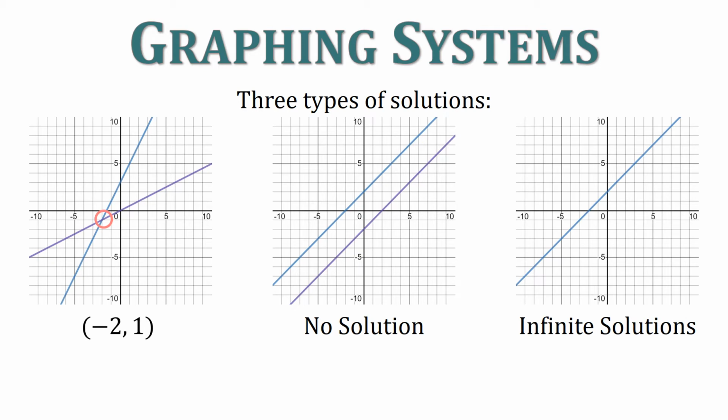3 types of solution. You have 1 solution, which is written as an ordered pair, negative 2, 1; no solution, which is parallel lines; and infinite solutions, whenever your lines are the exact same.